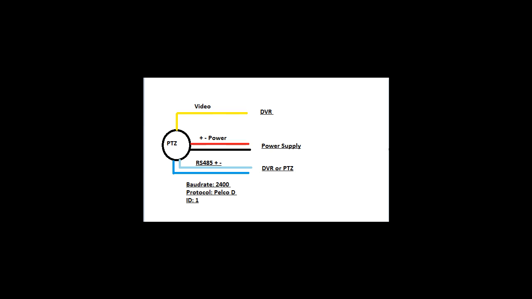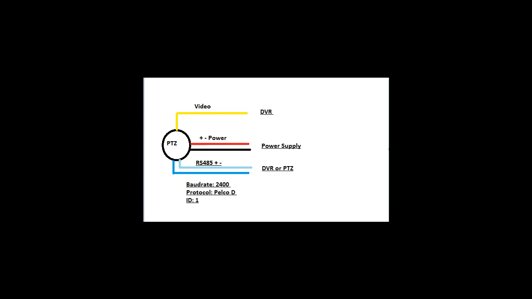What could cause the camera not to move is, for example, if the baud rate, protocol, and ID on the controller don't match the camera, it's not going to control it. And we have to check our RS-485 wire. So when I'm trying to troubleshoot these, that's the first thing I check. I check what the settings are on the PTZ camera.